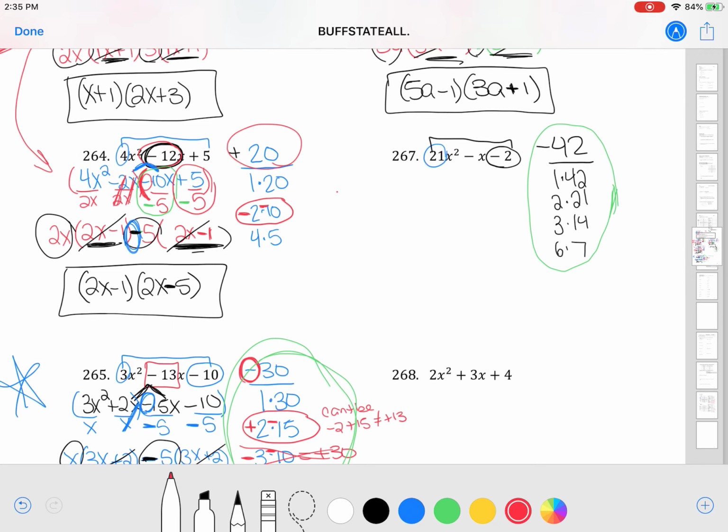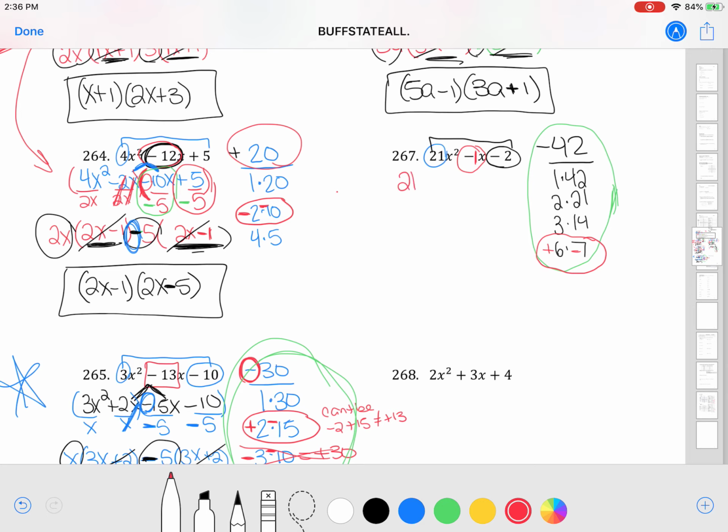All right, so these are all the numbers that multiply to 42. I'm trying to pick the pair that adds to this middle number here. Now the number in front of that x is just going to be a negative 1. So your goal is to add to negative 1 and multiply to negative 42. Hopefully we came up with a positive 6 and a negative 7. Do that double check in your head. Positive 6 times negative 7 is negative 42, and positive 6 plus negative 7 is the negative 1 I need it to be.